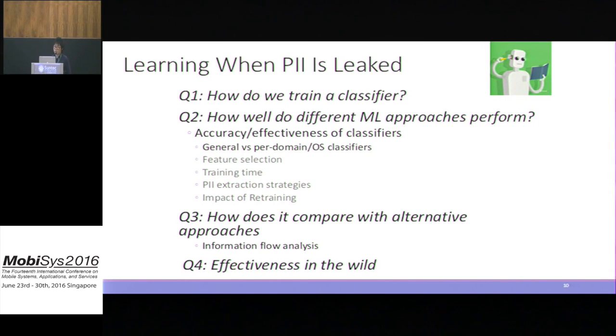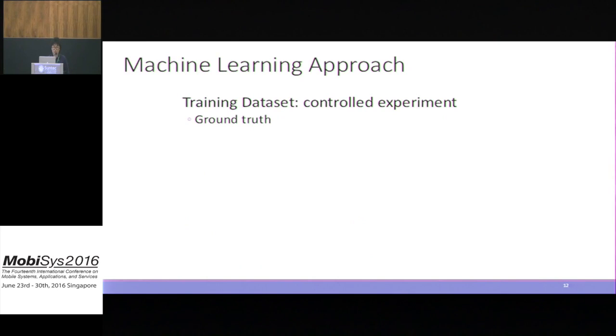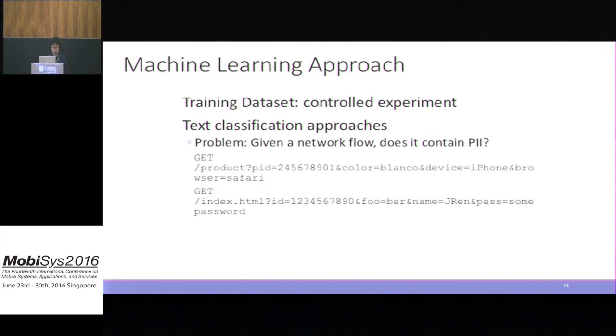In this work, there are a number of key questions related to using machine learning for PII detection. Unfortunately, I won't have enough time to go through all of our results, and I encourage you to read our paper. In this talk, I will focus on the training, the accuracy, comparison with existing tools, and the results in our deployment. So let's start by answering how we train a classifier. As I mentioned before, I used labeled network traffic from our controlled experiments to train our initial classifier.